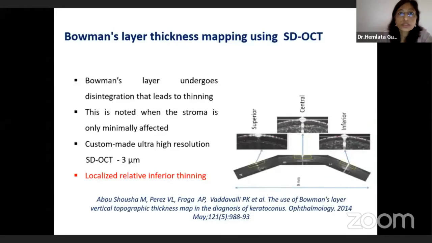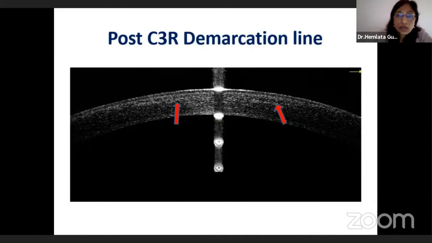Now, even before there are changes in the epithelium surface, there's disintegration of the Bowman's layer, which can be seen as inferior thinning on the high resolution OCT scan. So this is how OCT helps us to see the demarcation line post C3R procedure. This demarcation line usually appears a month after the procedure, and this correlates directly with the effectiveness of the treatment.